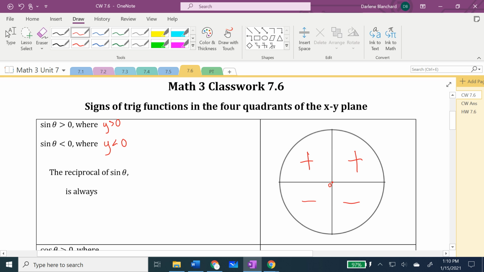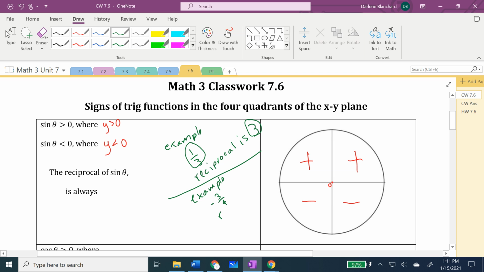You got it. Now, if I reciprocate a positive number, for example, let's say I throw at you the number 1/3. What is the reciprocal of 1/3? 3. A positive 1/3 has a reciprocal of positive 3. What if I give you negative 3/4? What is the reciprocal of negative 3/4?